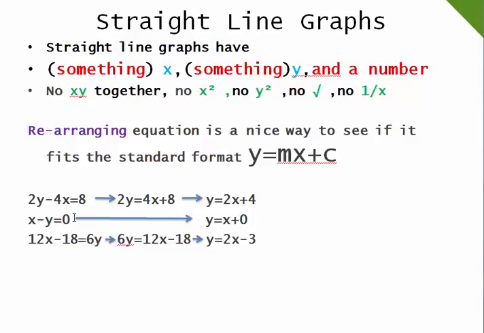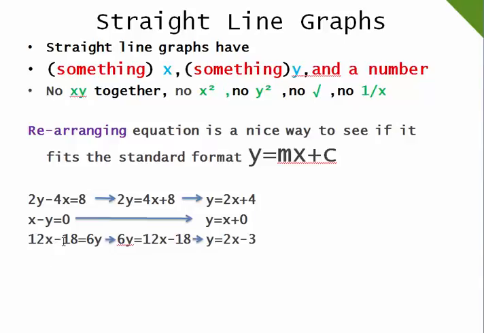x minus y equals 0. Keep the y on the left hand side, take the x over to the other side, and it becomes y equals x plus 0, which fits the form y equals mx plus c. m is 1 and c is 0.